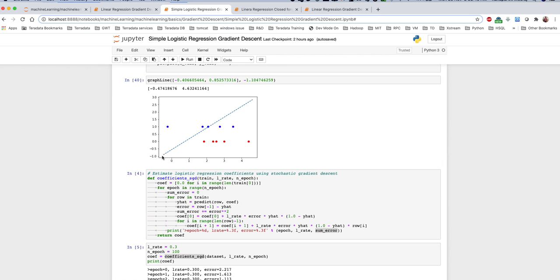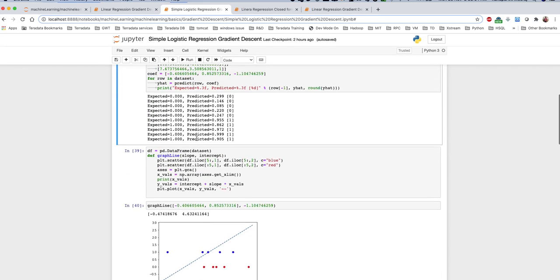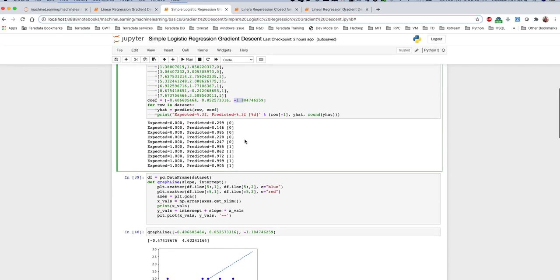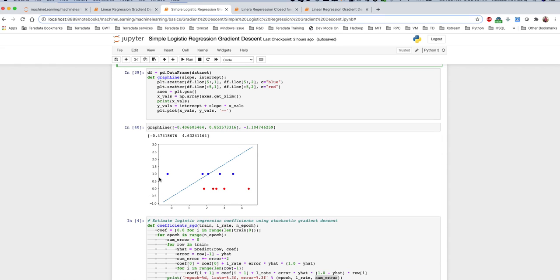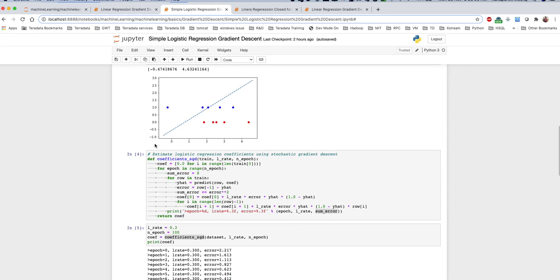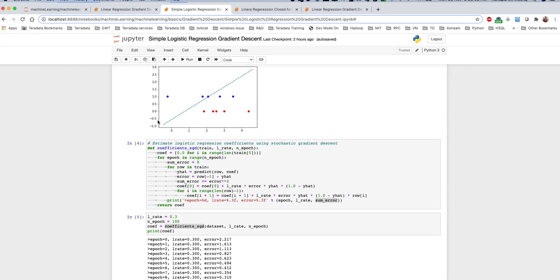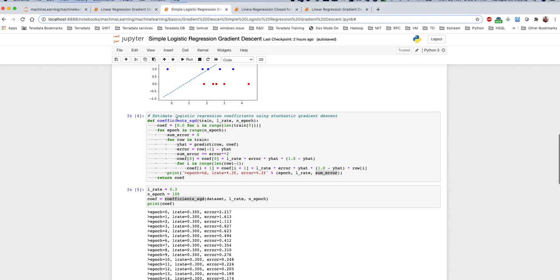Since the intercept is a negative value here, this line is not starting from the origin, it is starting from below the origin. This is one of the important concepts of the intercept. Now let's talk about the gradient descent.